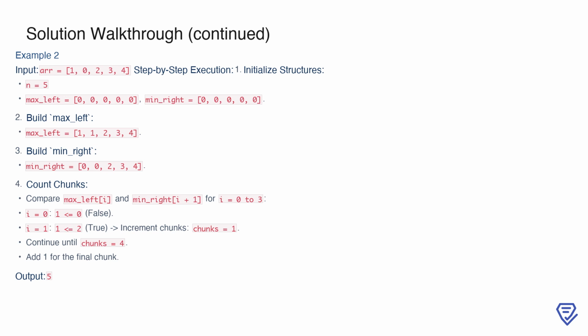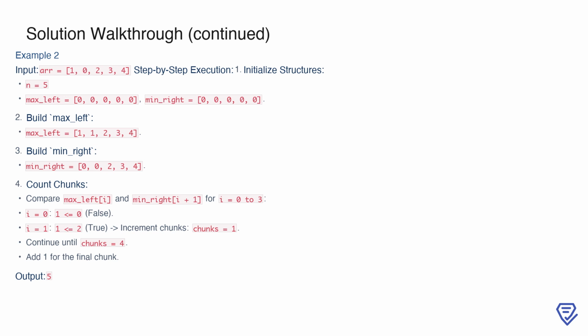Next, we construct the min_right array. Starting from the last value of the input, which is 4, we compute the minimum at each index by comparing the current value in min_right with the corresponding value in the input. This gives us min_right equals 0, 0, 2, 3, 4. Once both arrays are ready, we count the chunks. By comparing max_left[i] with min_right[i+1] for each index, we find valid splits at certain positions.